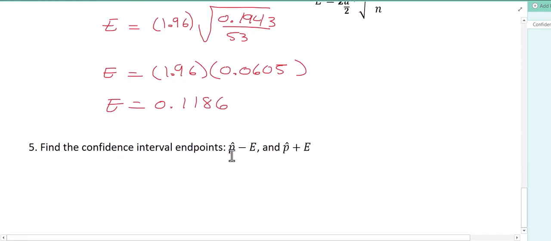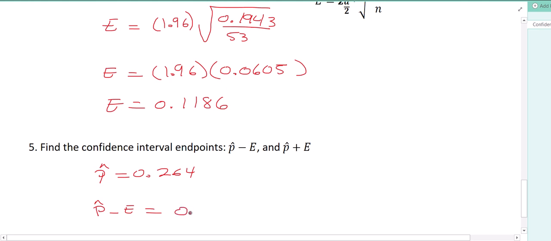With the margin of error, now we can say p hat minus e and p hat plus e, and that gives us the endpoints of our confidence interval. So I'm going to do p hat. Now remember, p hat is our 0.264. Well, that was mine for my blue candies. So then I'm going to do p hat minus the margin of error.